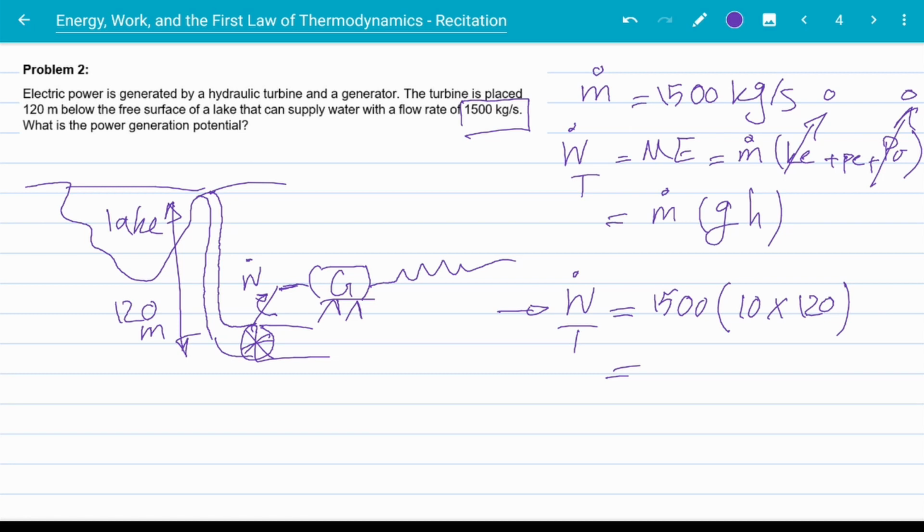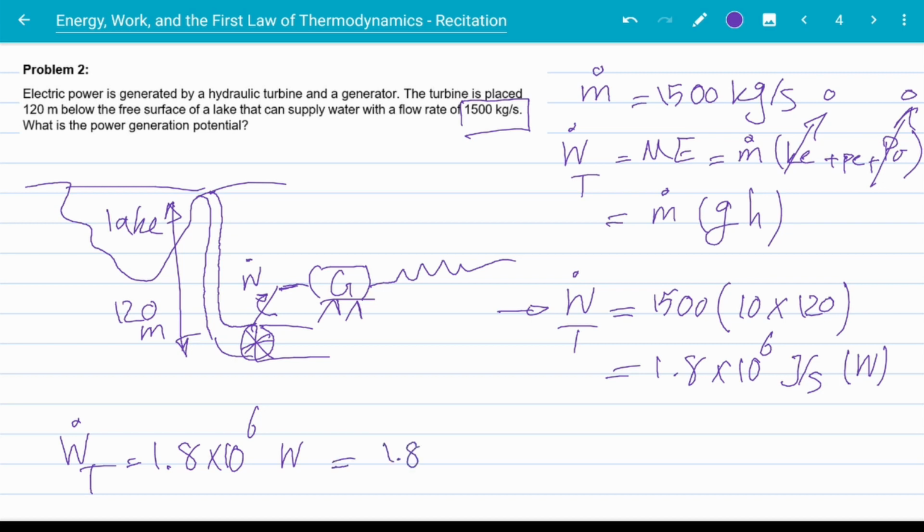and if we do a bit of calculations, we get W dot of the turbine is 1.8 times 10 to the 6 joules per second, which is watts. So W dot of the turbine is 1.8 times 10 to the 6 watts, which is 1.8 times 10 to the 3 kilowatts, which is 1.8 megawatts.